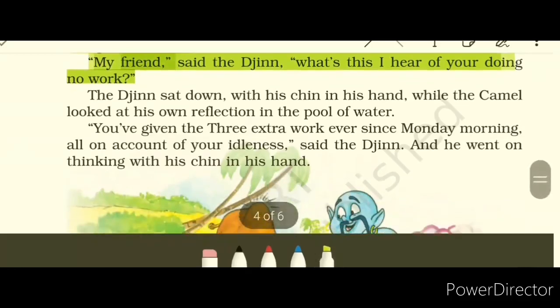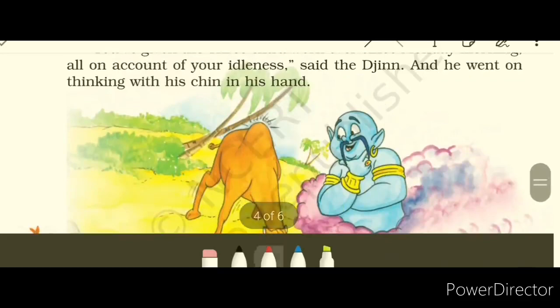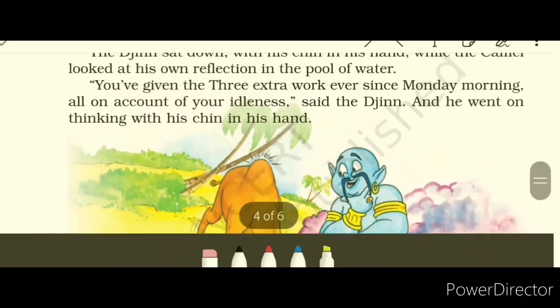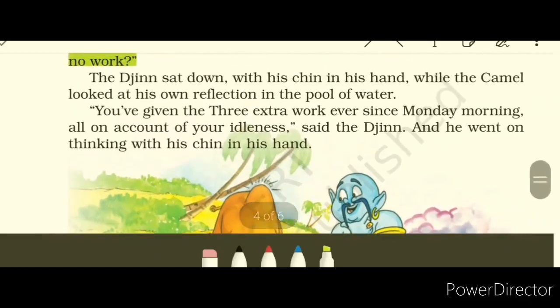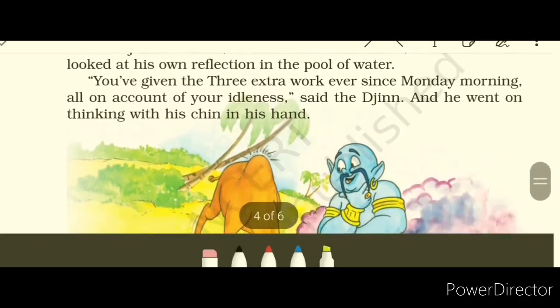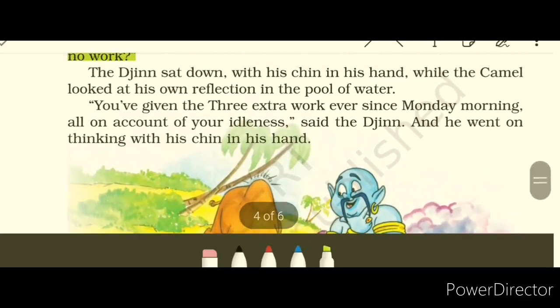The jinn sat down with his chin in his hand. This part of a man's face is his chin. Let me draw it precisely so that you understand. Yeah, this one, the part just below the lips, excluding the neck. So the jinn sat down with his chin in his hand while the camel looked at his own reflection in the pool of water. The camel continued doing what he was doing. So, what did the jinn do?